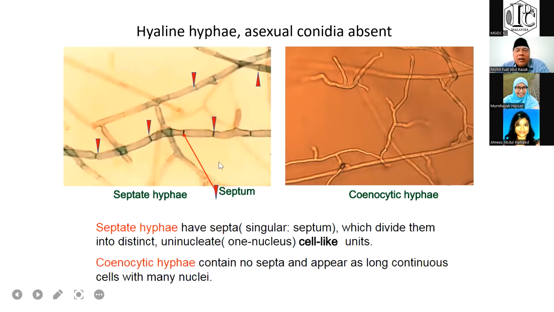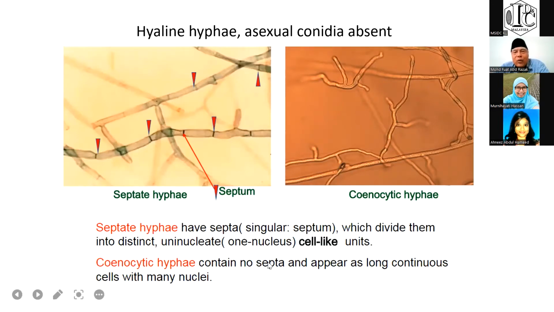There are groups of molds in which it's hard to see the septum. Not because the septa are not there, but they are probably far apart from one another, very sparse in the hypha. So this hypha is called coenocytic hypha. Coenocytic hypha, or if you read textbooks, even modern textbooks, the authors probably name this hypha as aseptate.